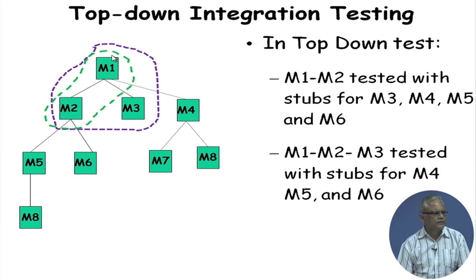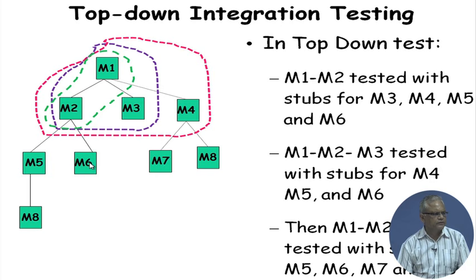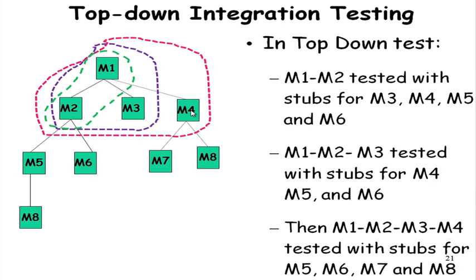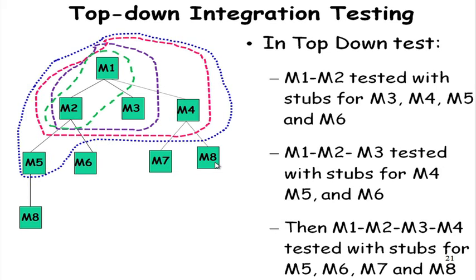So, we need 4 stubs, and then in the next step we integrate M1, M2, M3, and we need 3 stubs: M4, M5 and M6. In the next step we integrate M1, M2, M3 and M4, and here we need 4 stubs for M5, M6, M7 and M8, and so on. And then we next take up this module and then the next this one and so on. So, this is top down integration testing.